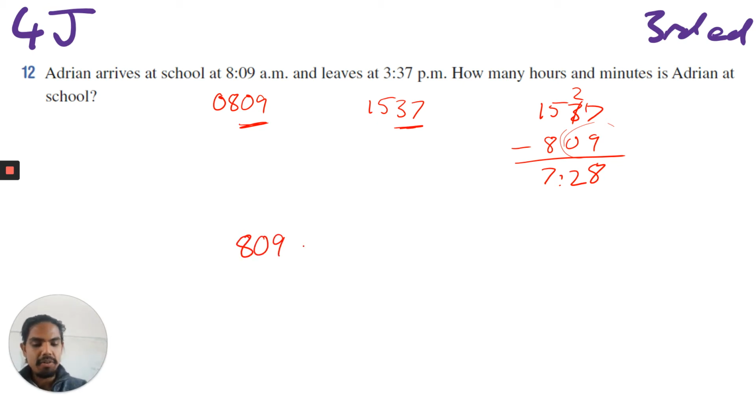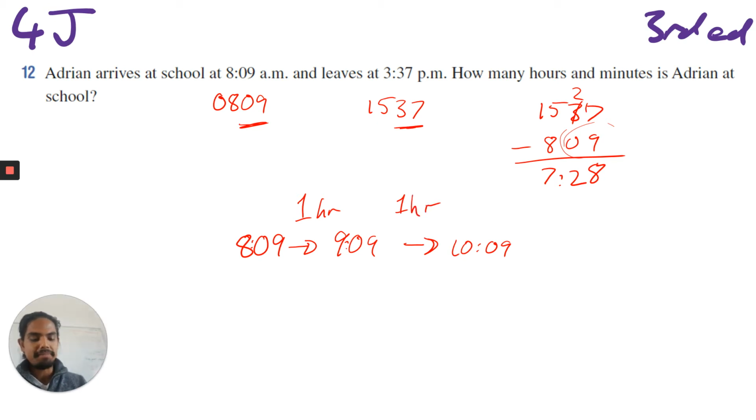We can then go to 9:09, which is 1 hour. 10:09. I should be writing in the colon for all these, is another hour. You'll tend to find some patterns. For example, we know that from 8:09 to 12:09 is 4 hours.